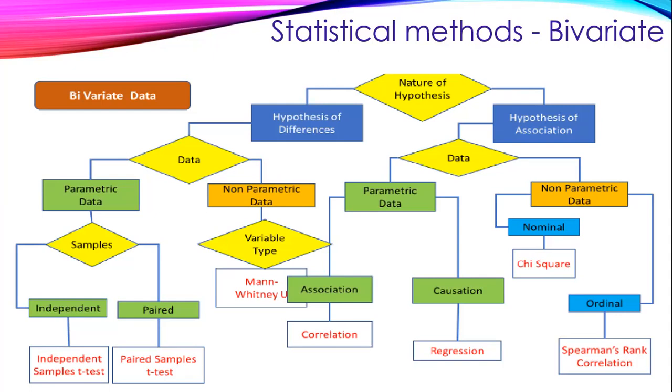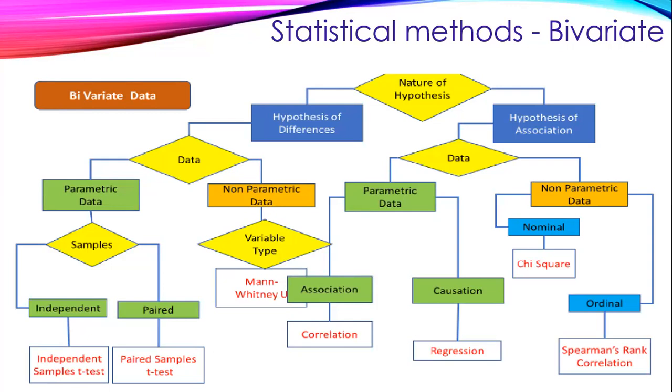When you're trying to check the hypothesis of difference, you have to see whether the data that you have is parametric data or non-parametric data. Can anyone tell me what is the difference between parametric and non-parametric? If there are no answers, let me move forward. Parametric data is data that follows normal distribution.